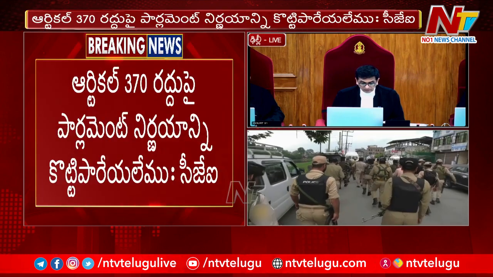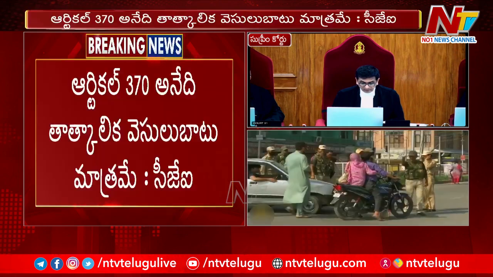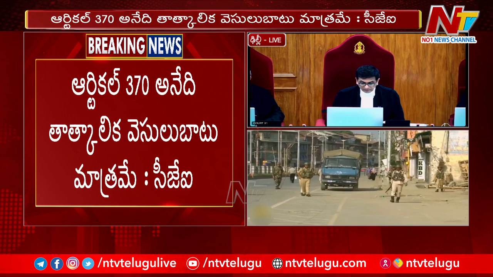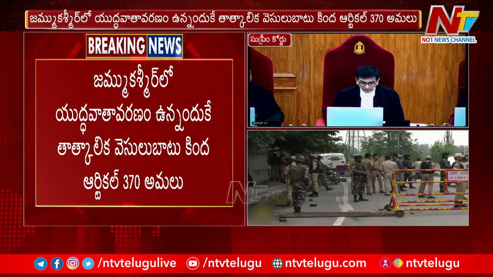L. The views of the legislature of the state under the first proviso to Article 3 are recommendatory. Thus, Parliament's exercise of power under the first proviso to Article 3 under the proclamation was valid and not mala fide.